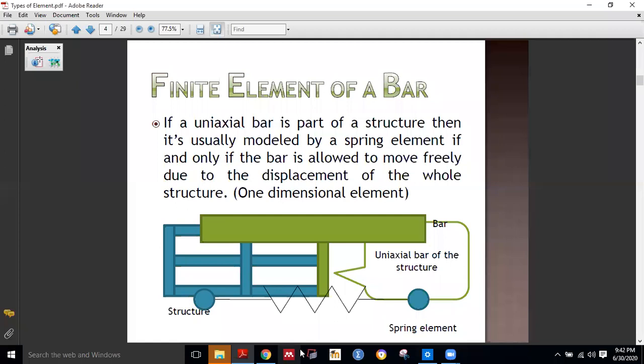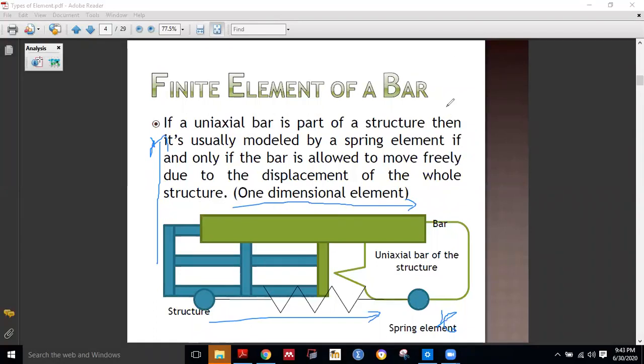I will annotate here. The direction is this one. Suppose a one-dimensional figure is there. This is the structure, and this is the spring element which is shown. The direction is 1D, so one direction, that is the x direction. No y direction is there; you can't observe a y direction here. You are going to observe only the x direction. So it is usually modeled by a spring element if and only if the bar is allowed to move freely due to the displacement of the whole structure. That is a one-dimensional element.